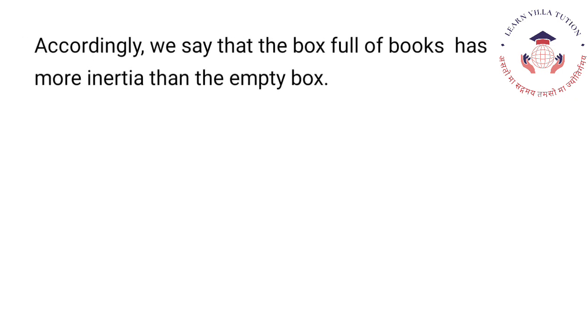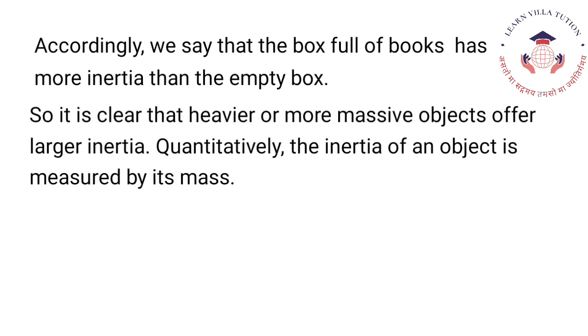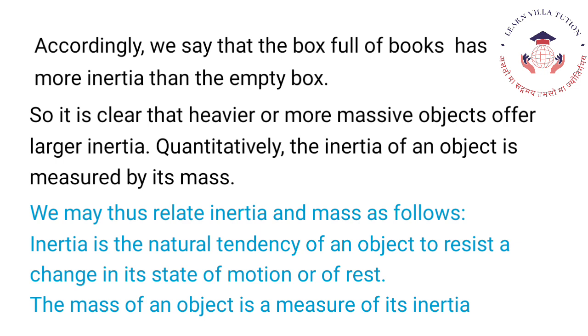Accordingly, we say that the box full of books has more inertia than the empty box. So it is clear that heavier or more massive objects offer larger inertia. Quantitatively, the inertia of an object is measured by its mass. We may thus relate inertia and mass as follows. Inertia is the natural tendency of an object to resist a change in its state of motion or of rest. The mass of an object is a measure of its inertia.